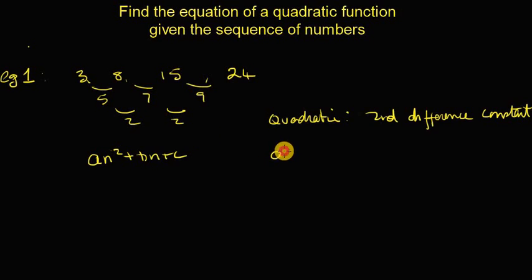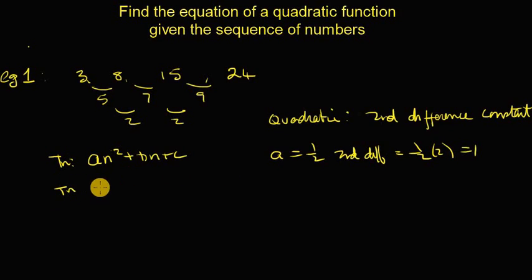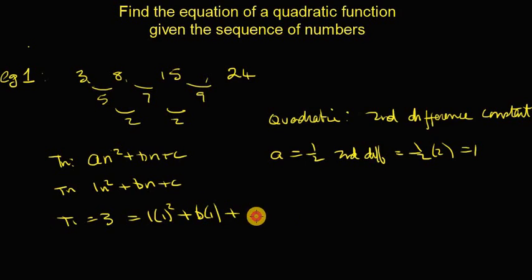And we know that the a in this case is equal to half the second difference. And that's equal to half of 2, which is equal to 1. So our t of n, so far, we know that it's equal to 1n squared plus bn plus c. So now I'm going to look at the first term here, 3, and I know that t of 1 is equal to 3, and that's equal to 1 by 1 squared plus b by 1 plus c.